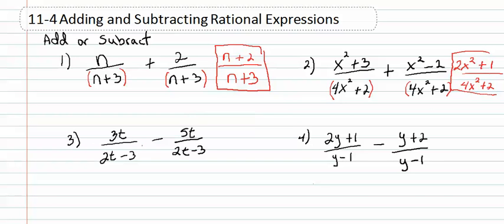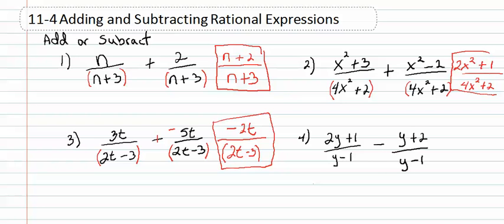Okay, this one's a subtraction. I look to see if I have a common denominator. And I do. So my denominator is 2t minus 3. And then we're subtracting, so we have a 3. We've got common terms, 3t and a negative 5t. I'm going to keep, change, and I end up with a negative 2t at the top. Again, we can't cancel it because this is a quantity. So there's my answer for number 3.